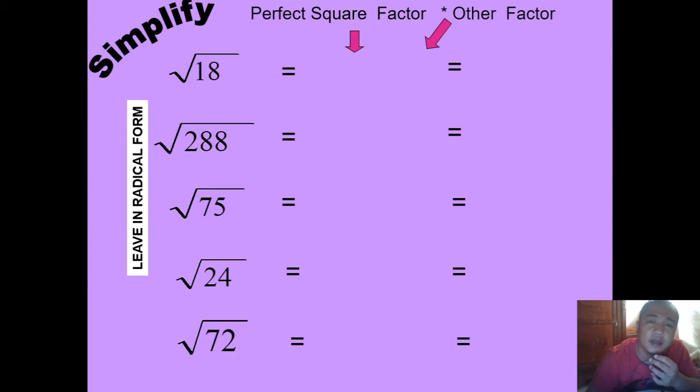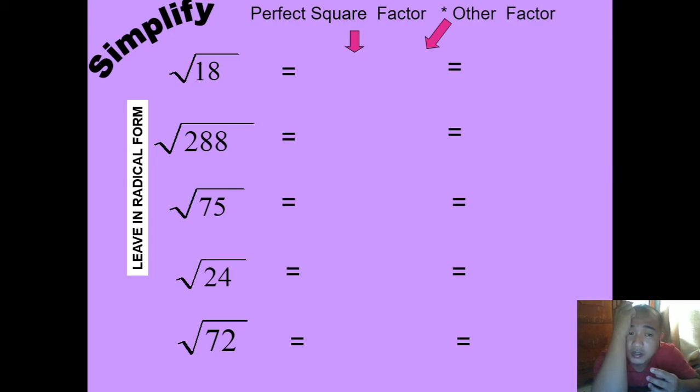Okay, let us simplify. It's your turn. What do you think is the answer for number 1? Orally, what do you think is the answer? 3 square root of 2 is correct. How about this? 2 square root of 288.